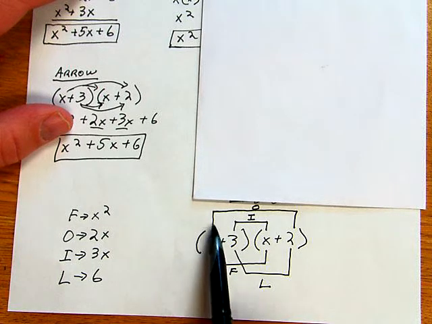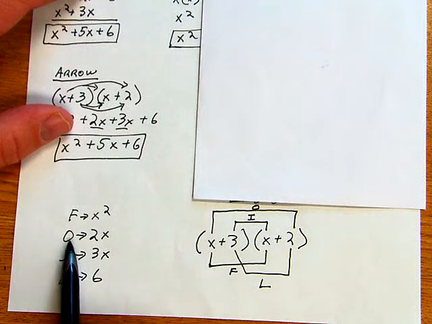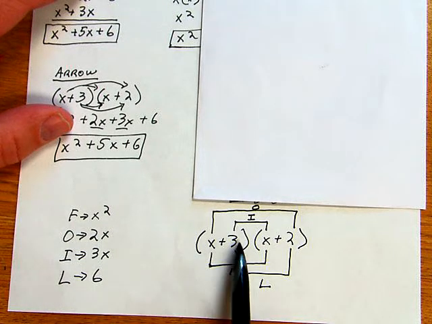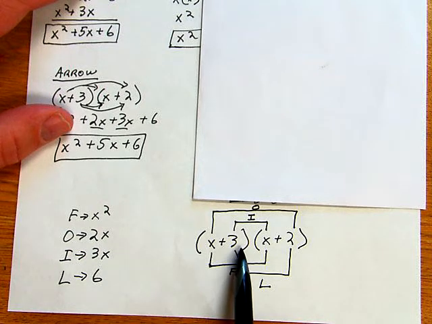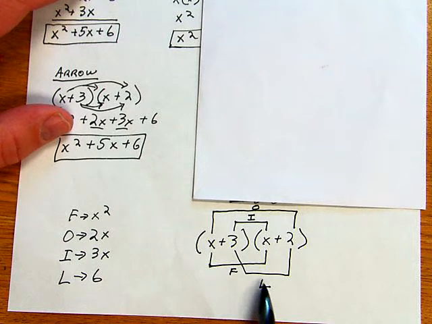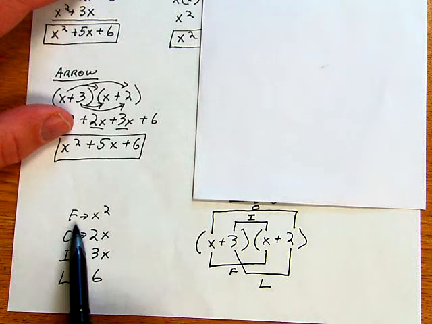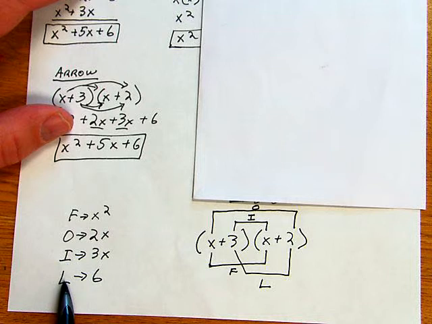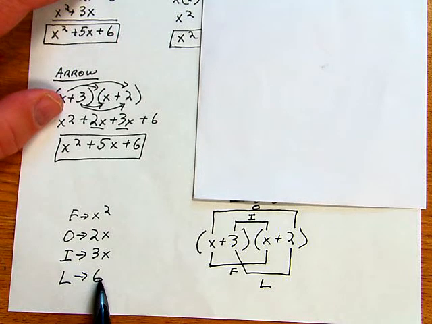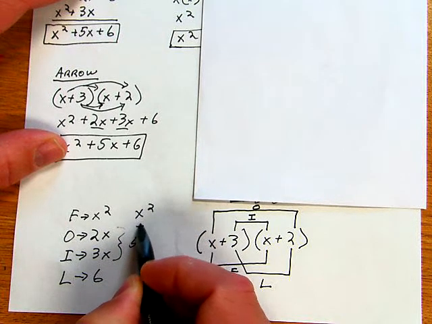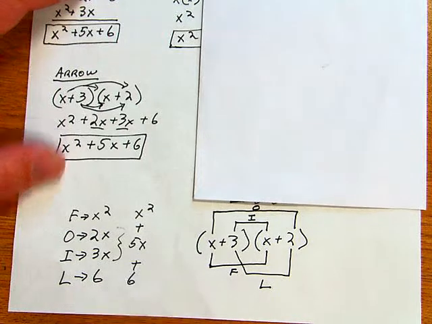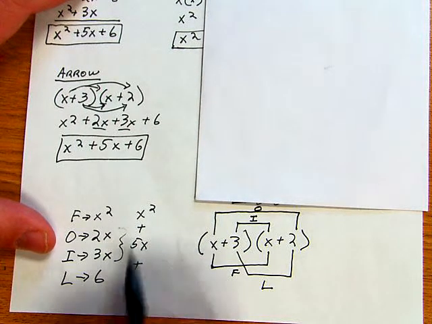Then your outside terms are x times 2. Outside is 2x. Your inside terms, 3 times x. Inside is 3x. And finally, your last terms, 3 times 2, is the last. So first, outside, inside, last. And when you've set it all down, you notice that these two can be added together, and you end up with x squared plus 5x plus 6, which is the same answer we got before.